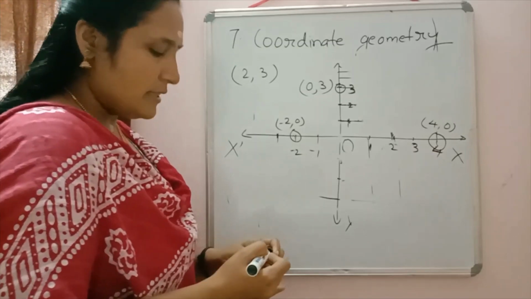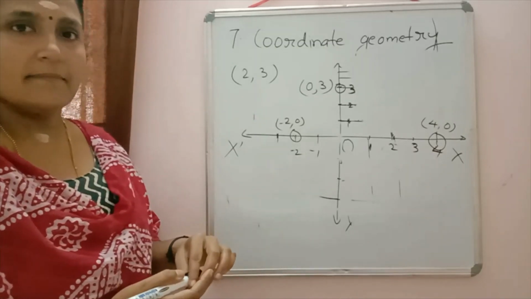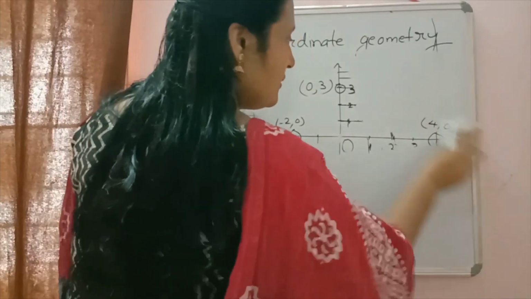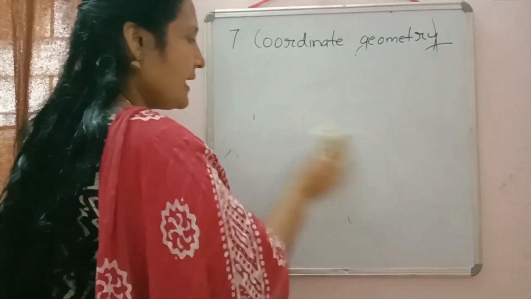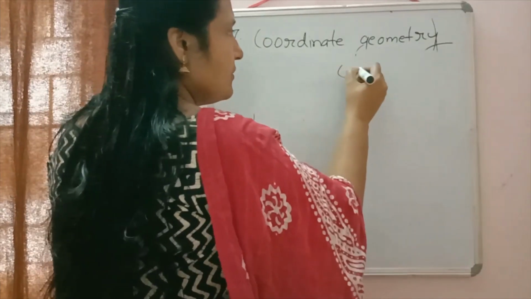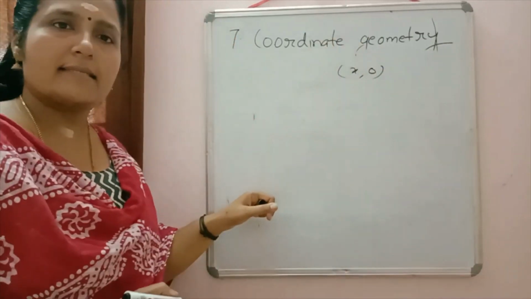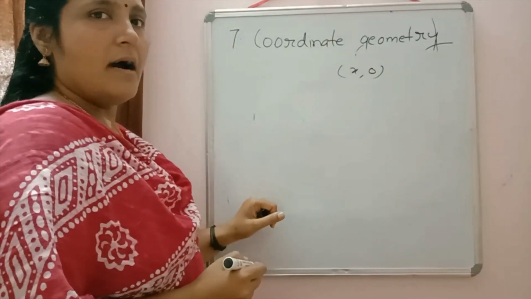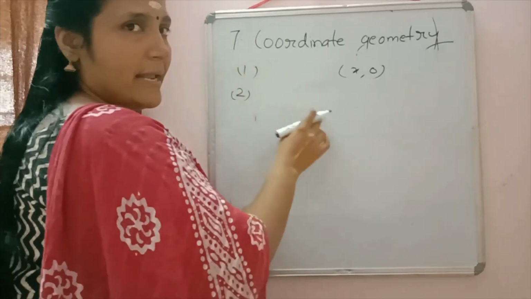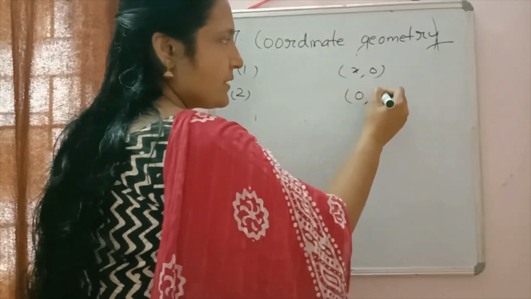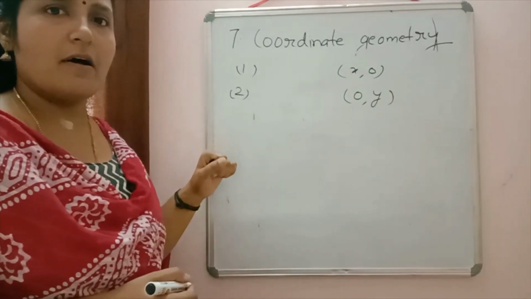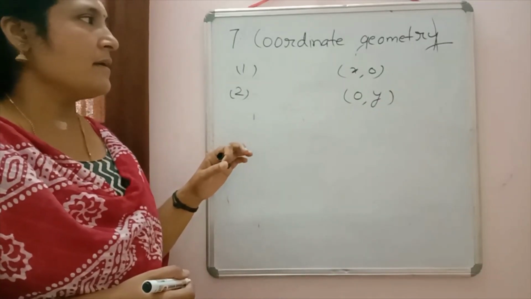So you can note down all these points. Write down the first one. Please note down in your notebook: any point on x-axis is of the form x comma 0. Then second, any point on y-axis is of the form 0 comma y.